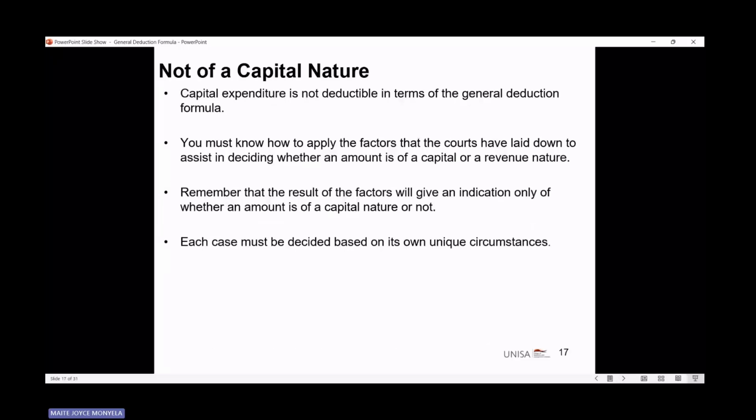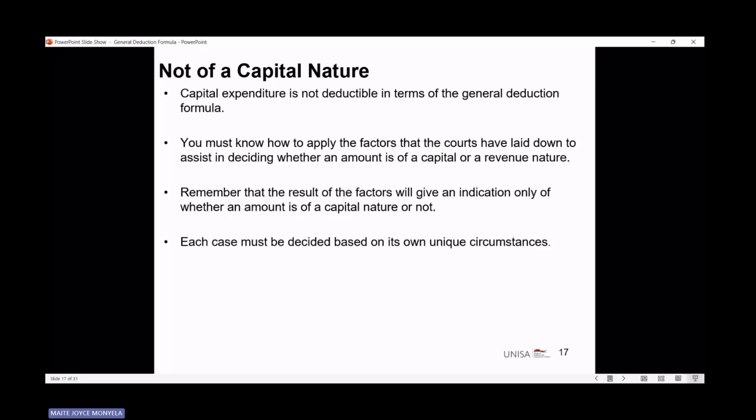So the other requirement is not of capital nature. Capital nature is not deductible in terms of the general deduction formula. Remember, also in gross income, an amount of capital nature will not form part of the income earning. So we must know how to apply the factors that the court has laid down to decide whether the amount is of capital nature or revenue nature. Of revenue nature, it will qualify for deduction. Of capital nature, it will not qualify under the general deduction formula.